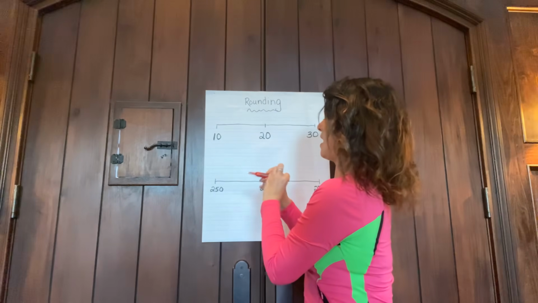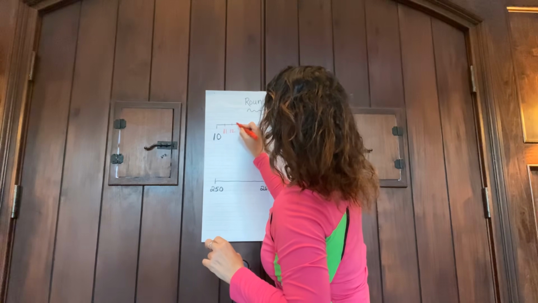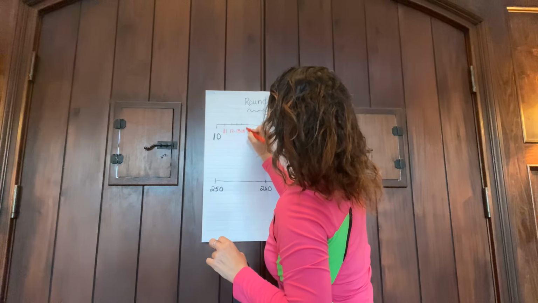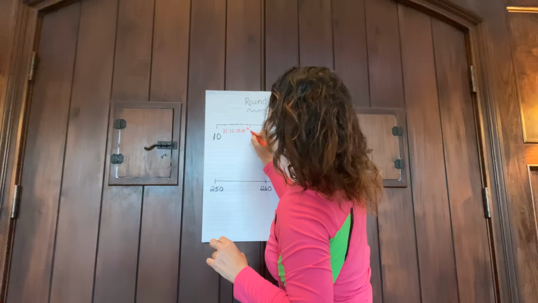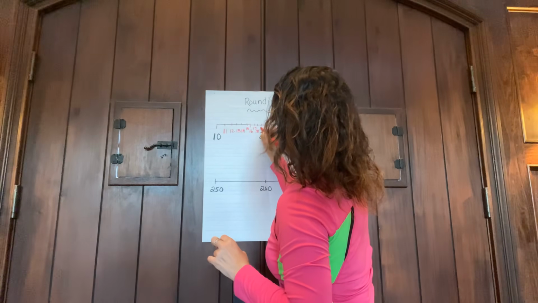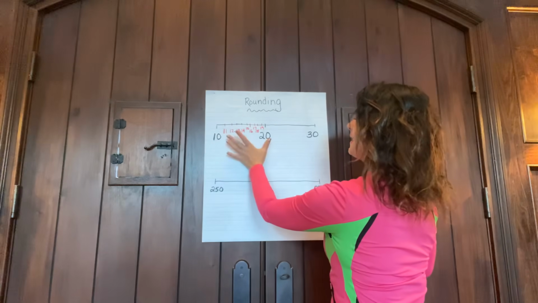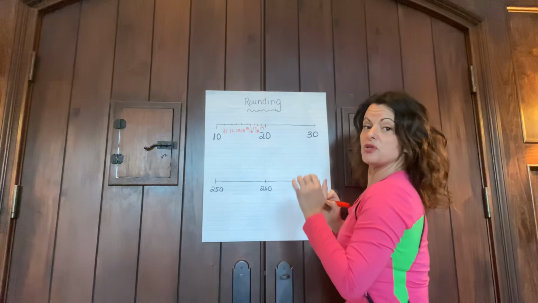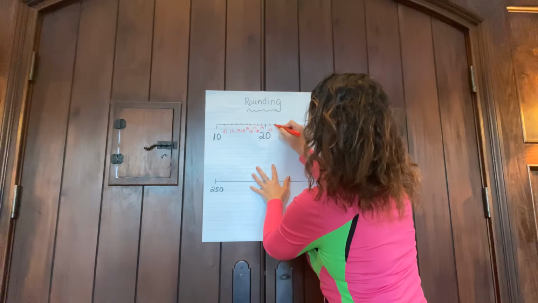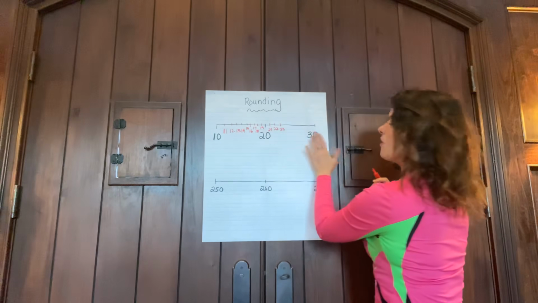Okay? I can put 11, 12, 13, 14, 15. I have to do this because I'm running out of space. 18 and 19. Those are all the numbers that come between 10 and 20. The numbers that come between 20 and 30, as you know, 21, 22, 23, and all the way up to 30.